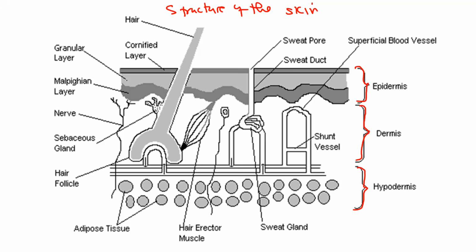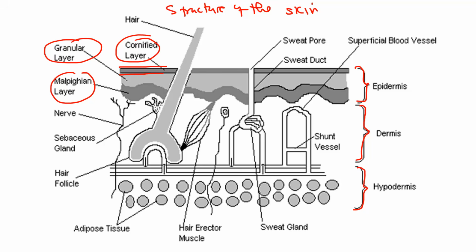Okay, so this first part is made up of 3 sections, as you can see. The first one is made up of 3 layers: the cornified layer, the granular layer, and the Malpighian layer. These are the layers that make up the epidermis. And in the epidermis you also find the pores and the duct. Okay, I think these are the ones that we can look at.